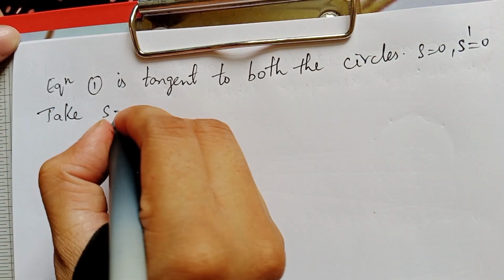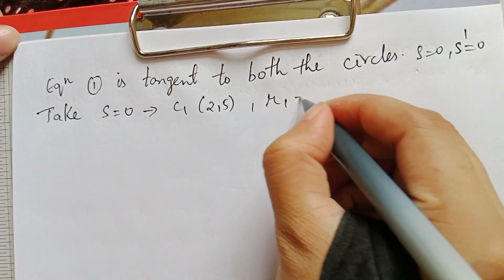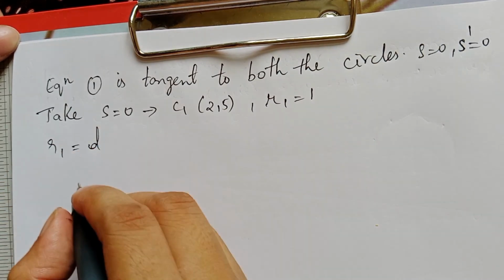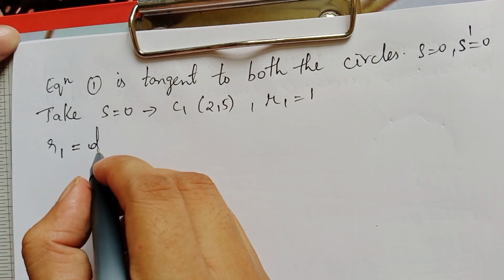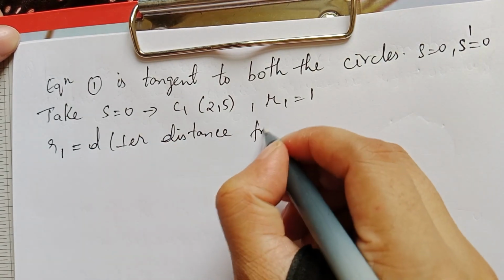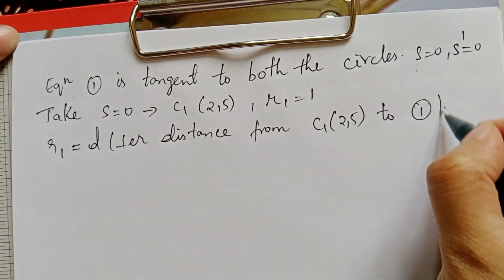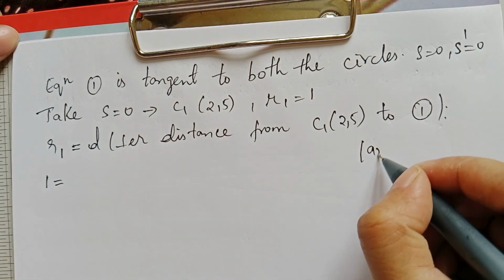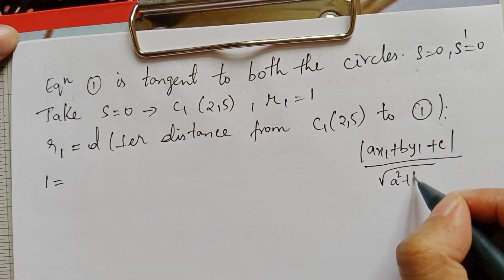Take s equals 0, so the center c1 will be 2 comma 5 and the value of r1 is 1. So tangent is nothing but the perpendicular distance. Tangent can be obtained by taking the radius equal to d. D is nothing but the perpendicular distance from the center to line 1, which is the tangent. So r1 value 1 is equal to, applying the formula, mod of a x1 plus b y1 plus c by root of a square plus b square.